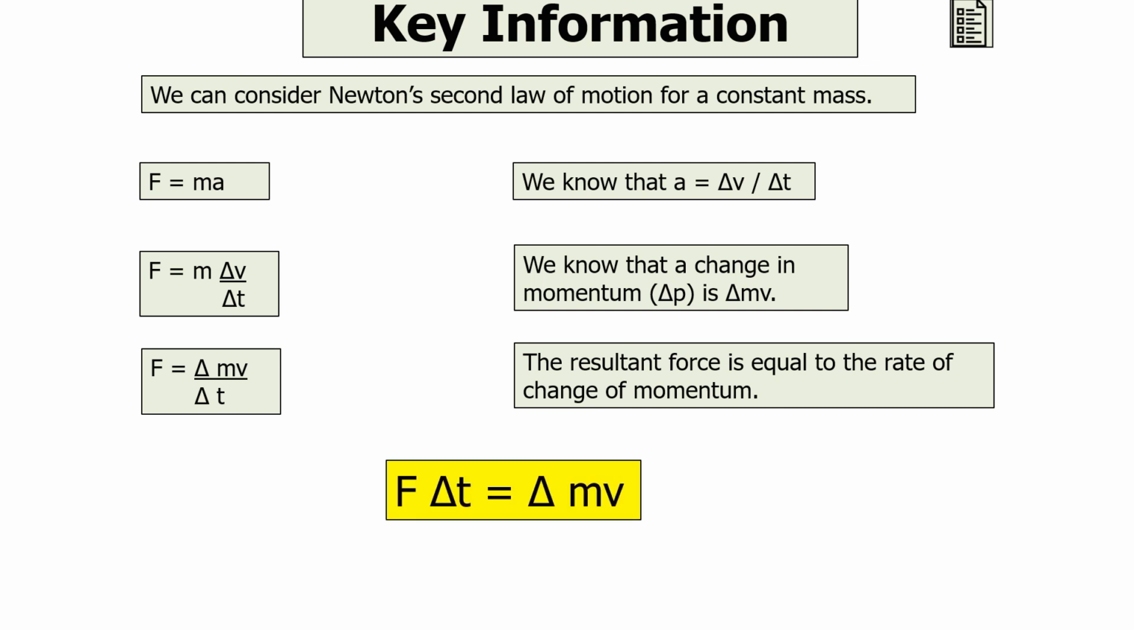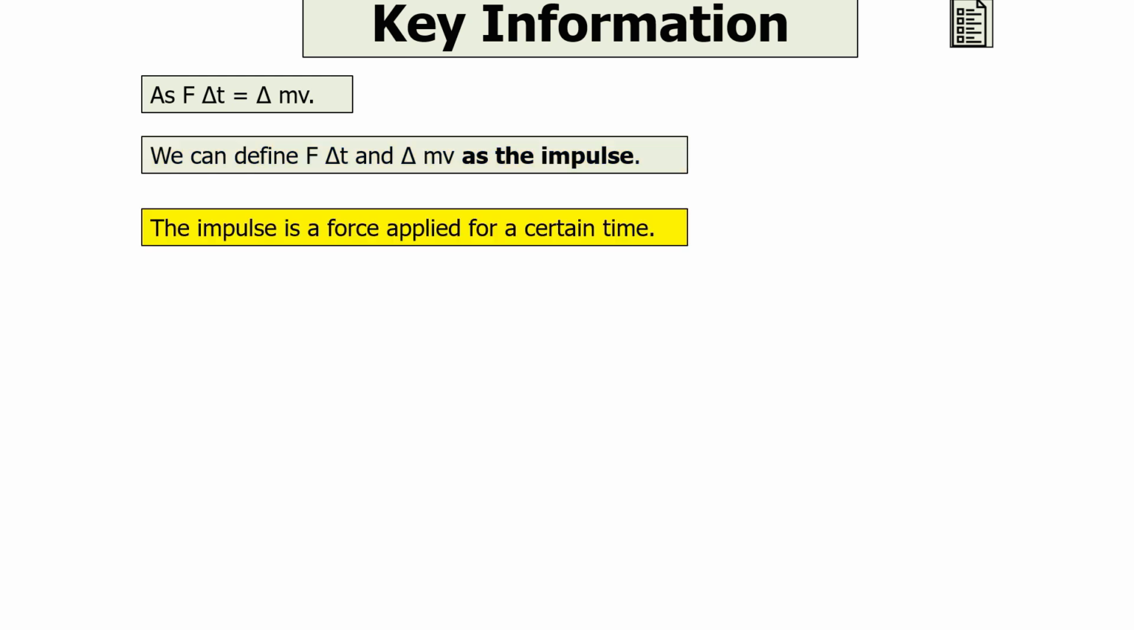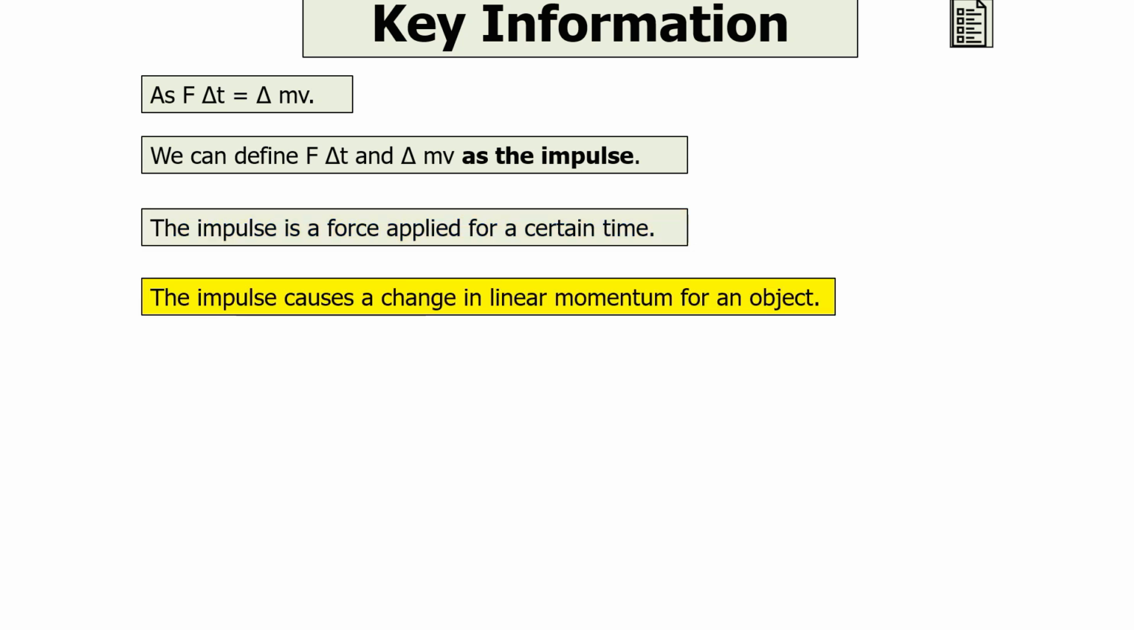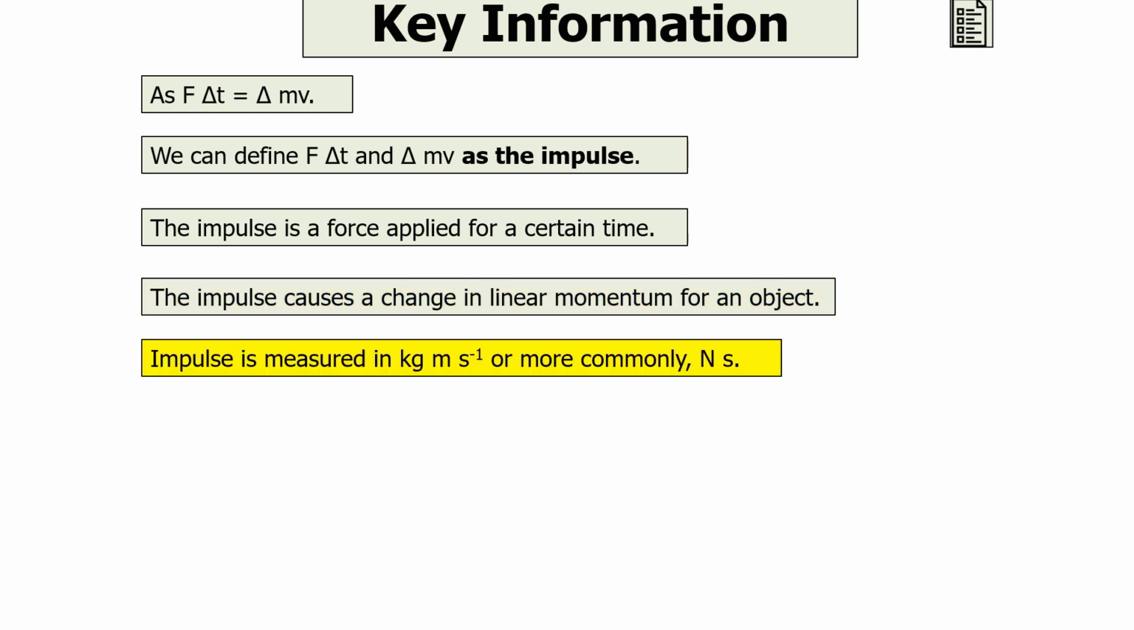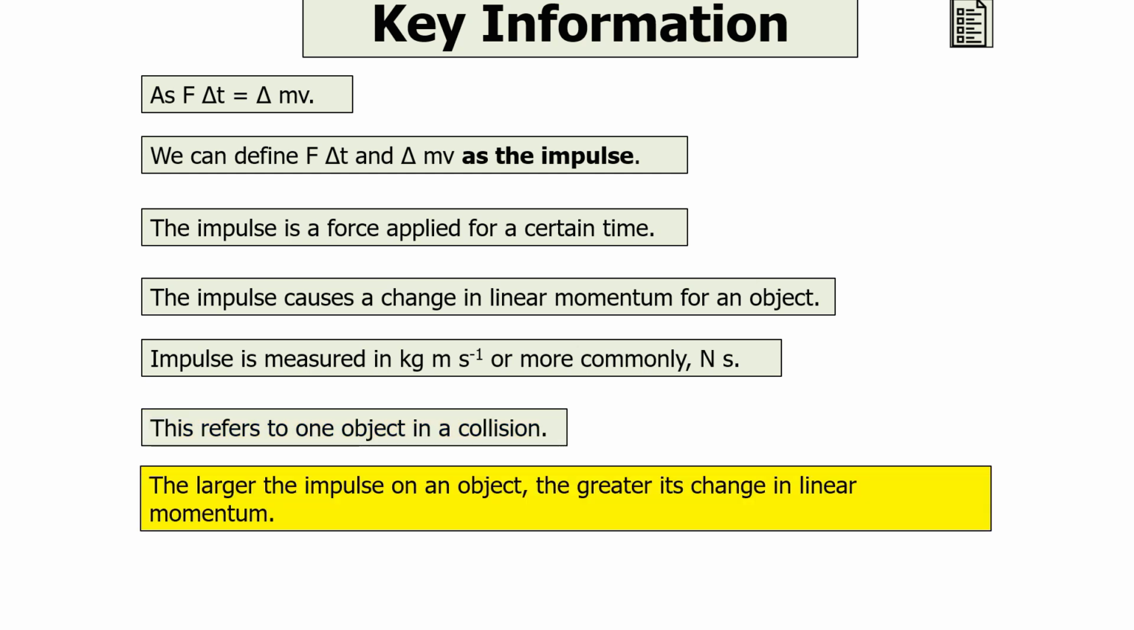We can finally write this out to say that FΔt is equal to Δmv. Now this is important because we can then define FΔt and Δmv as the impulse. So the impulse is a force that is applied for a certain time. The impulse causes a change in the linear momentum of an object. Now impulse is measured like momentum in kilogram meters per second, or more commonly Newton seconds. It refers to one object in a collision, and we know that the larger the impulse on an object, the greater its change in linear momentum.